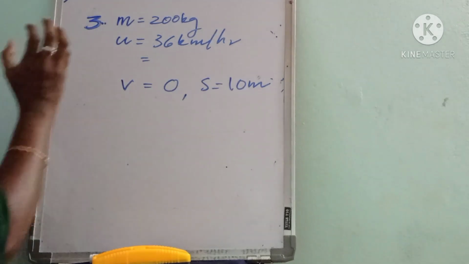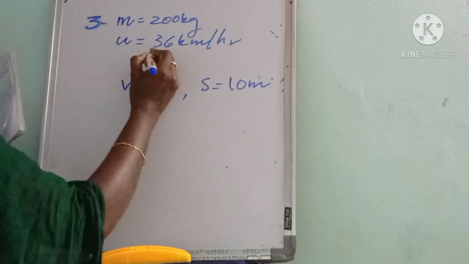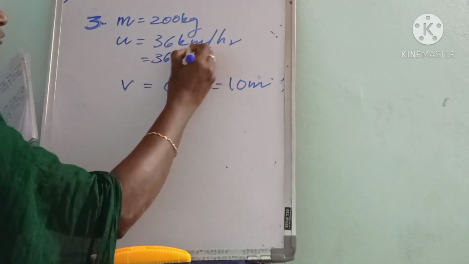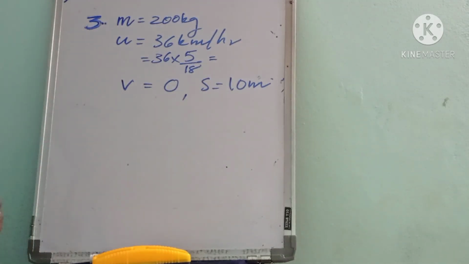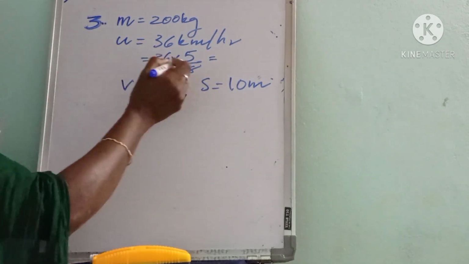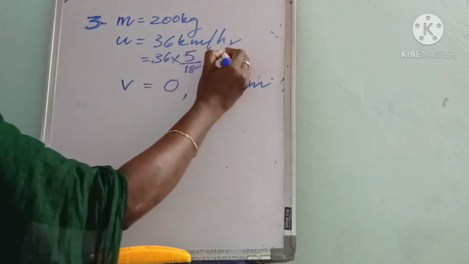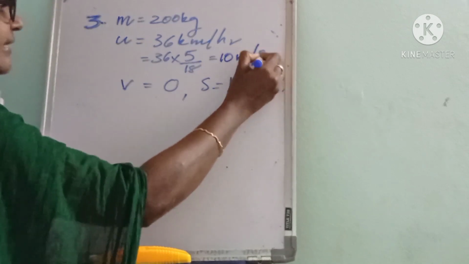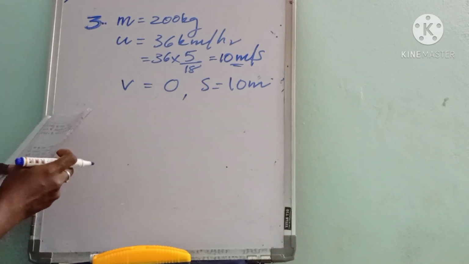All of you know how we can convert kilometer per hour into meter per second. How do we convert? 36 multiplied by 5 by 18. To convert kilometer per hour into meter per second, we have to multiply by 5 by 18. So 36 into 5 by 18 actually gives what? 10 meter per second. That is the initial velocity. 10 meter per second is the initial velocity.